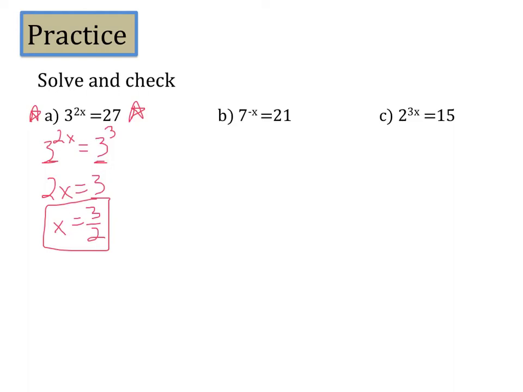Okay, for part B. Now, I know that 7 times 3 is 21, but there's no way that I can raise 7 to any number that will give me 21. So for this one, I need to take the log of both sides. Now remember, I have to take a log that has the same base as this. So what I do is log base 7 of 7 raised to the negative x.